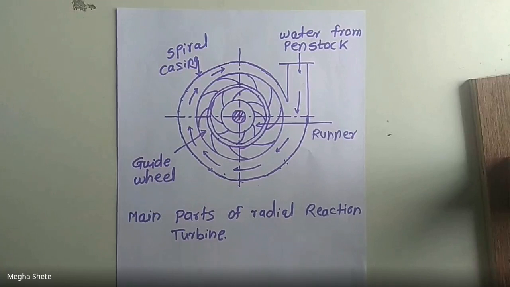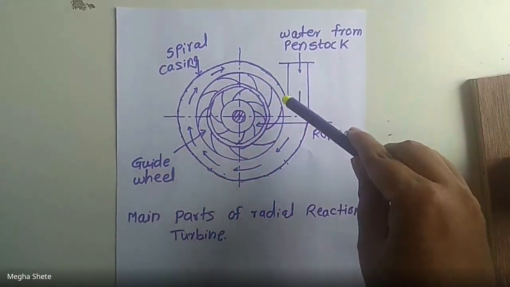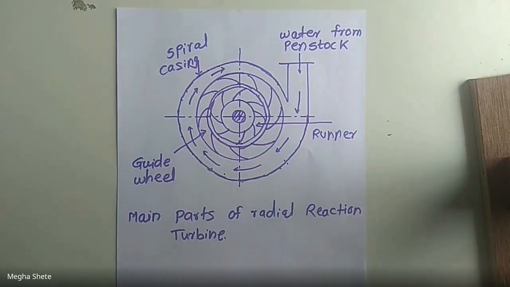Then what are the main parts of a radial reaction turbine? The main parts of radial flow reaction turbines are: first part is casing, second part is guide mechanism, third part is runner, and fourth part is draft tube. So the first part is casing. This is the casing of your radial reaction turbine, and the casing is of spiral type.